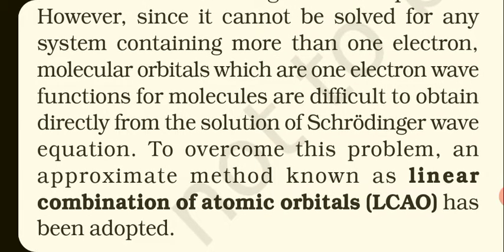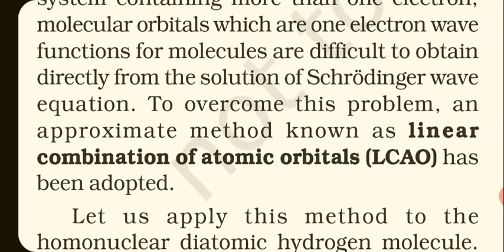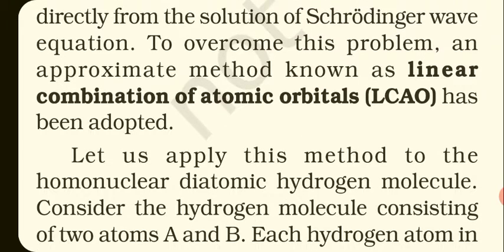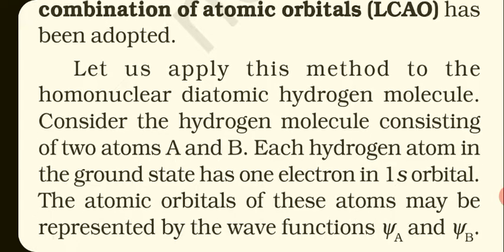However, since it cannot be solved for any system containing more than one electron, molecular orbitals, which are one-electron wave functions for molecules, are difficult to obtain directly from the solution of the Schrodinger wave equation. To overcome this problem, an approximate method known as linear combination of atomic orbitals has been adopted.